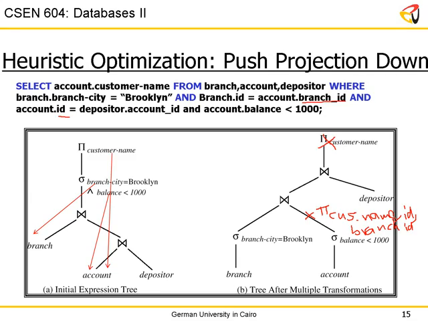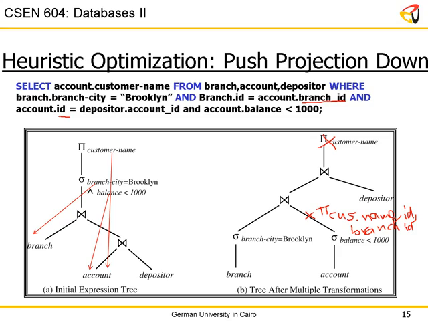The second heuristic is to push the projection down, for the same rationale. Just like we pushed the selection down, we reduced the number of rows we are propagating upward in the tree. If the select statement is doing a projection, in this case account.customer_name, then we should revise what we are actually propagating upward from the leaf level, from the relations, to include only the keys, or the columns, that will be included in the join, and the columns that are being projected.